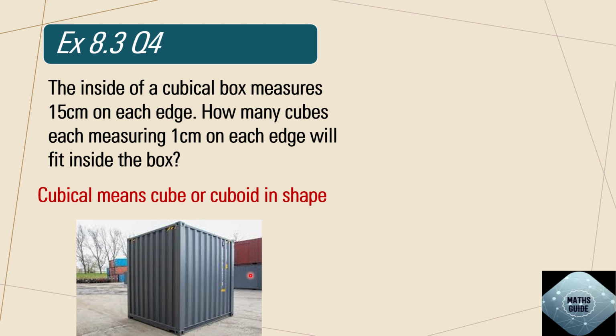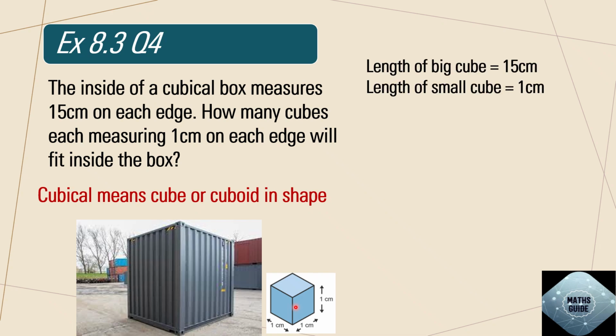How many cubes each measuring 1 centimeter will fit into it? We have to take another cube of small size with each dimension measuring 1 centimeter. We have to find out how many small cubes will be required to fill this big cube. For this, we have to find out the volume of the big cube and the volume of the small cube. Then we will divide both the volumes and we will get the number of small cubes required to fill this big cube. Now let's start.